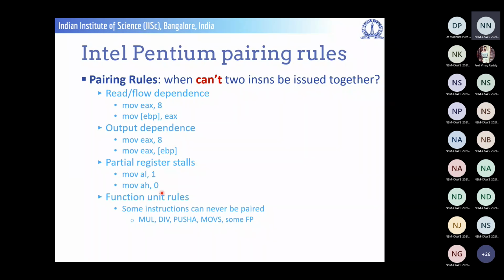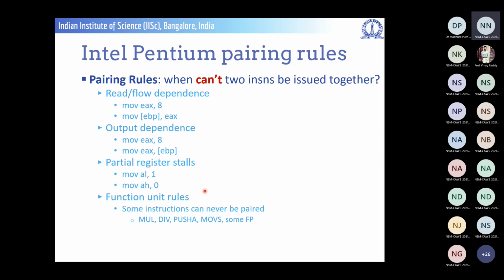There are these instructions in the x86 ISA where you have a register which has a lower half and a higher half, like two portions. And if there are two instructions back to back that are writing to the same register but in different parts of the same register, then that also is disallowed.